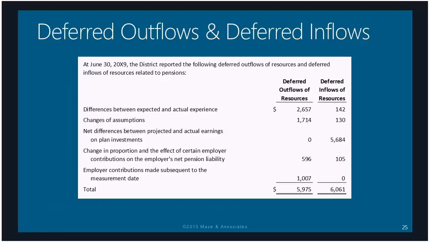Here is an illustration of the compositions of deferred outflows and inflows. As you can see, most of the components have both deferred outflows and inflows, and they are not netted. Each of these columns here represents the detail of a line item on the financial statements. In other words, on the statement of net position for this particular employer, you will see deferred outflows of resources of $5,975 and deferred inflows of resources of $6,061, with the detail disclosed in the footnotes.